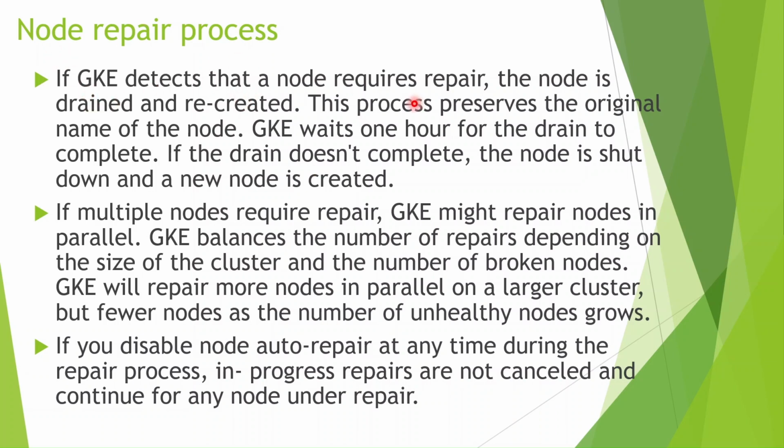If GKE detects that a node requires a repair, the node is drained and recreated. GKE will drain your node, meaning it will shift all the pods to another node, and the node will be recreated. This process preserves the original name of the node. So if you have a specific name, it will be preserved, but the IP will be changed. GKE waits for about 1 hour for the drain to complete. If it doesn't complete in an hour, the node is shut down and a new node is created.